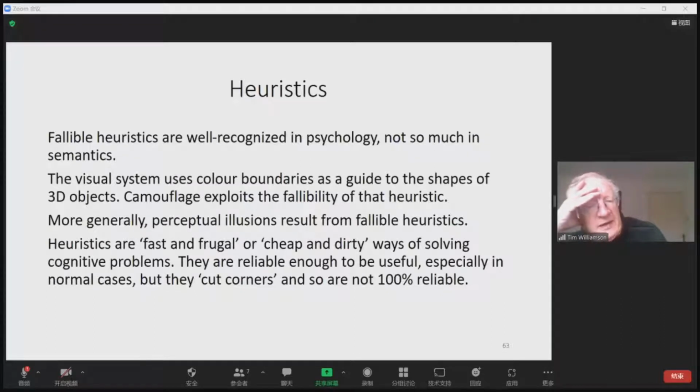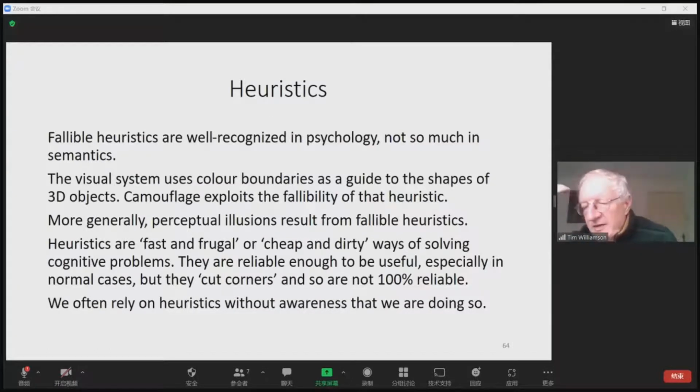In general, from the psychological point of view, these heuristics are sometimes called fast and frugal. They don't use much energy, or they're cheap and dirty ways of solving cognitive problems. So they're reliable enough to be useful, especially in normal cases, but they cut corners in order to be fast and cheap, and so they're not 100% reliable. And one important aspect of heuristics is that we often rely on them without awareness that we're doing so. The case of the visual system is a typical example, because when we see things and are sometimes subject to visual illusions, we're not really aware that we're using heuristics which can lead us astray until we come across some puzzling case.